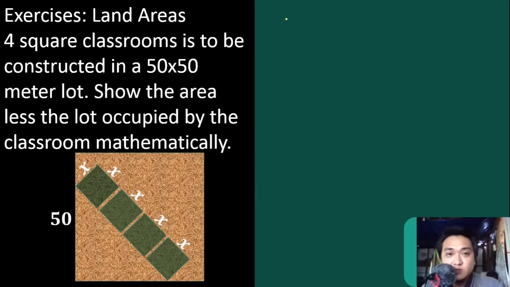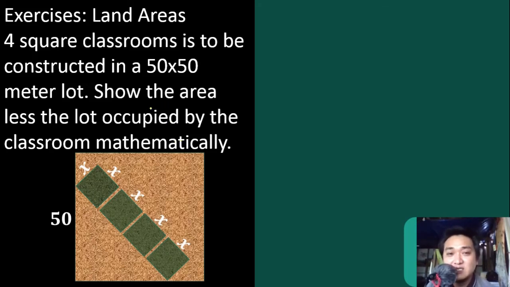Now, the last problem that I'm going to share with you still has to do with land area. Suppose we have 4 square classrooms. These 4 green ones are the 4 square classrooms. 4 square classrooms are to be constructed in a 50 by 50 meter lot. And so, since it is a 50 by 50 meter lot, automatically our whole lot is a square lot. Show the area less the lot occupied by the classrooms mathematically.